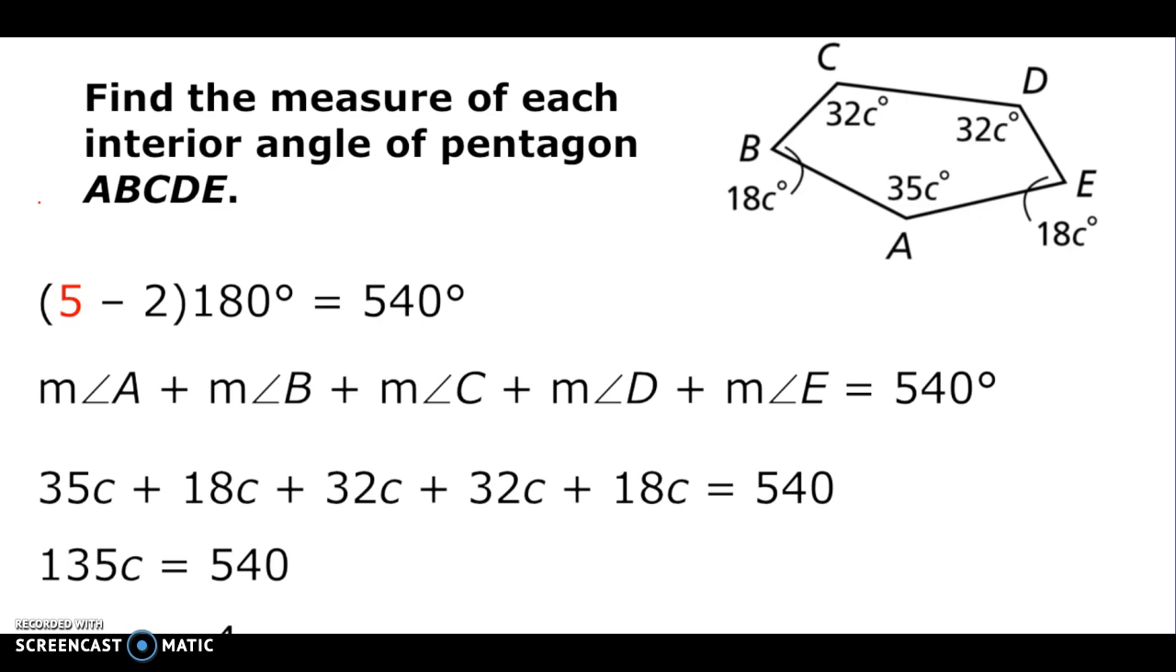So angle A is 35 times 4, which is... calculator right in front of you. 140. B is 18 times 4. And we kind of get a freebie because B and E are the same. A should be 140. Yeah, A is 140.